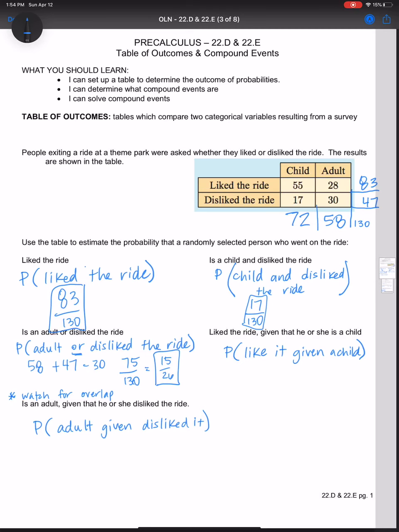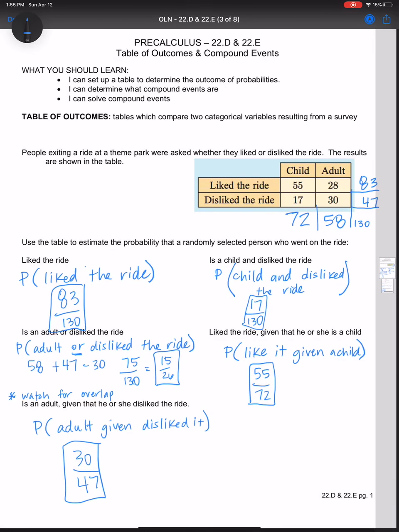All right, what is the probability that they liked the ride given that he or she is a child? Well, how many total children are there? There are 72. Of those 72 kids, how many liked it? Well, that's 55. And that is all. All right, last one here. Is an adult given that he or she disliked the ride? So you go immediately to the amount of people that disliked the ride, which is 47. Of those 47 people, how many were adults? That is 30. And you are done there.